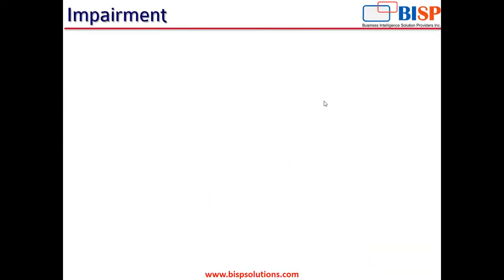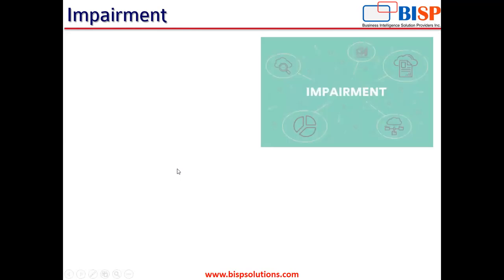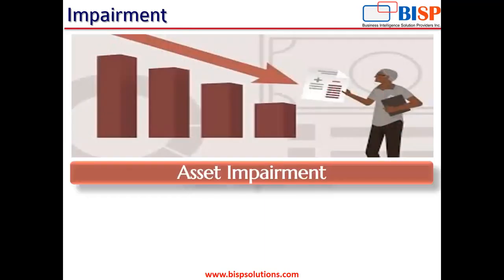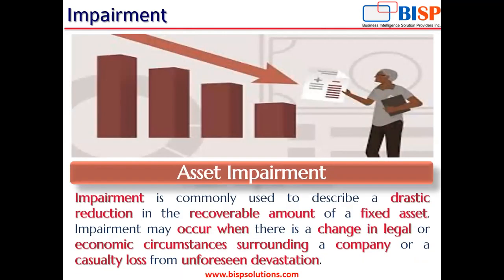Before understanding what is fixed assets impairment, let us just have a look at what is impairment actually. So, impairment is the state of being diminished, weakened, or damaged. Now, what is fixed assets impairment or an asset impairment? Asset impairment is commonly used to describe the reduction into the recoverable amount of the asset. Now, that reduction can occur due to any change into the legal or the economic environment of the organization or a casualty loss from unforeseen devastation.